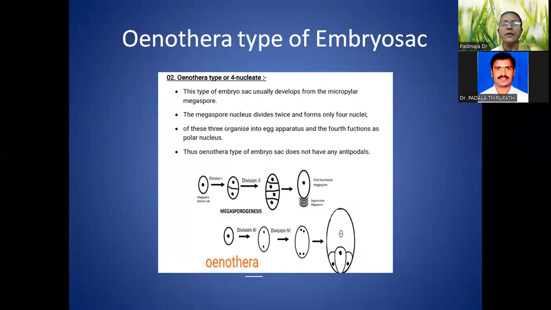And now here the 2 examples that come under the monosporic type of embryo sac are Polygonum and Oenothera. And the difference is, in Oenothera, the micropylar is functional, and in Polygonum, the chalazal is functional. And the endosperm is diploid in condition in Oenothera, and the endosperm in Polygonum is triploid in condition. That we have to remember for the bits.